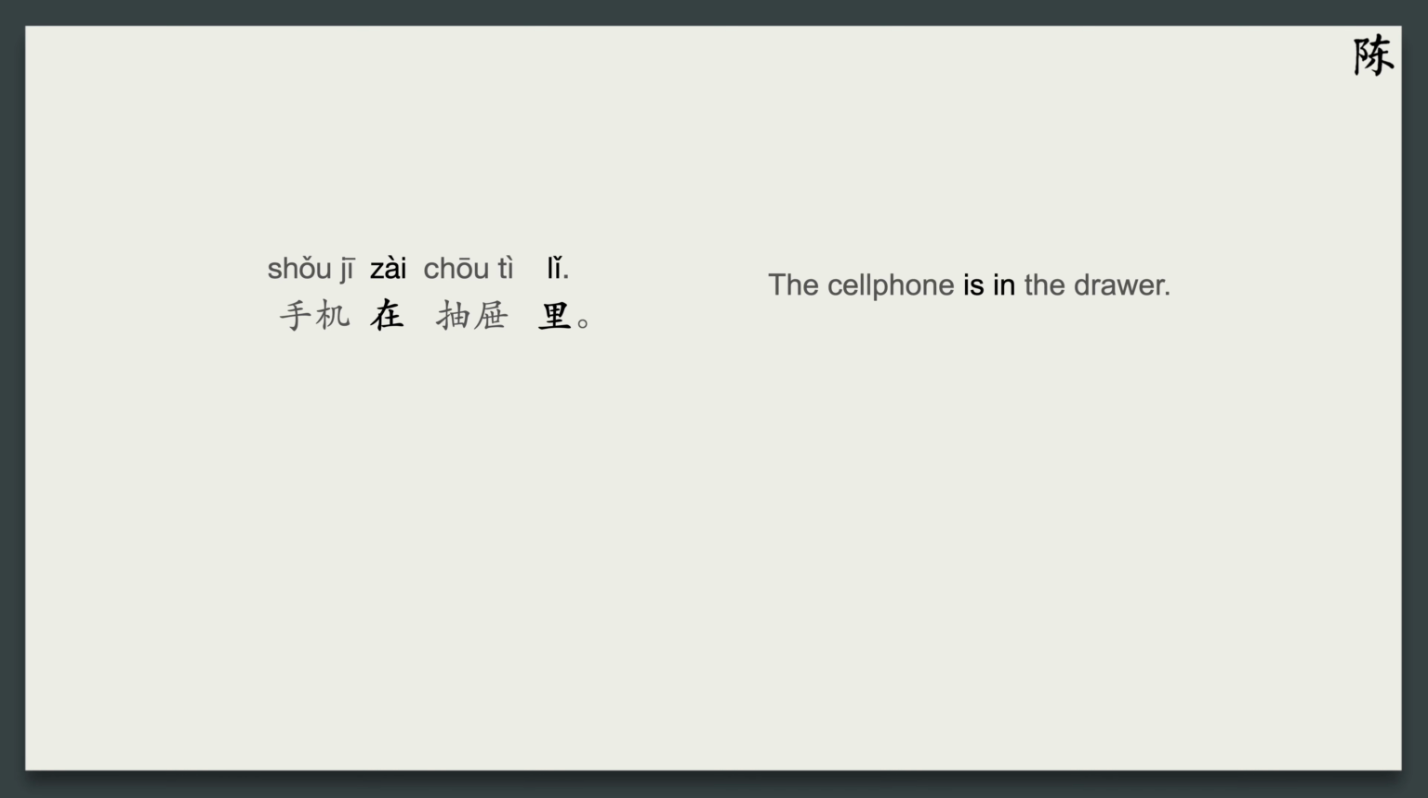There are 2 characters that have been omitted. They are 的 and 面. We have learned 的 in lesson 3. It indicates kinship. 面, it means side in English. Literally, the sentence means the cell phone is at the drawer's inner side. But in English, we don't say it that way. We just say the cell phone is in the drawer.